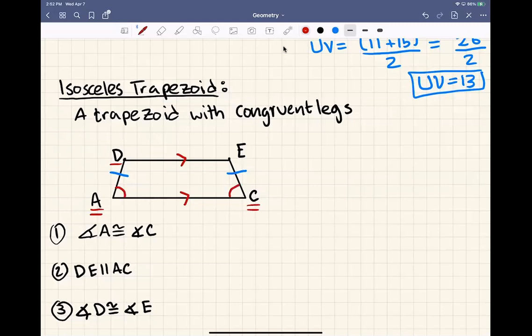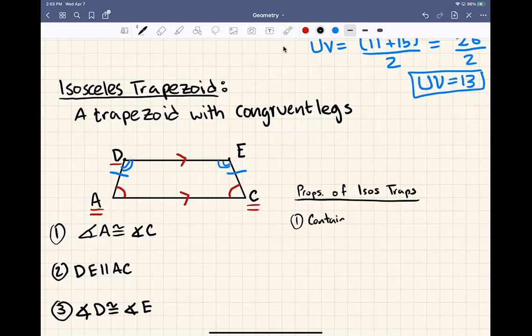Okay. And then another thing we're going to know is that the other non-base angles are also going to be congruent. So it's going to be congruent like that. So when it comes down to it, it's going to have 2 pairs of congruent angles, and it's still going to be parallel, and it's going to have 2 pairs of congruent sides. So properties are, number 1, properties of isosceles trapezoids.